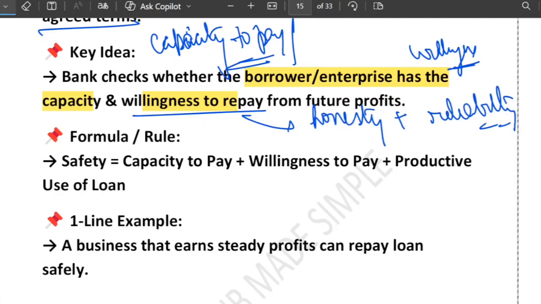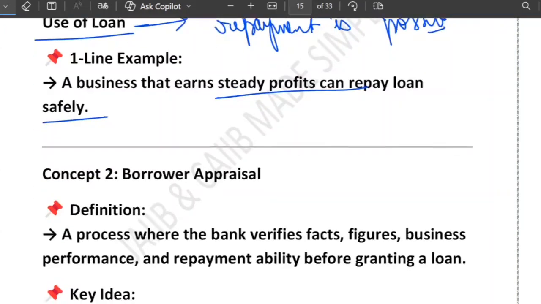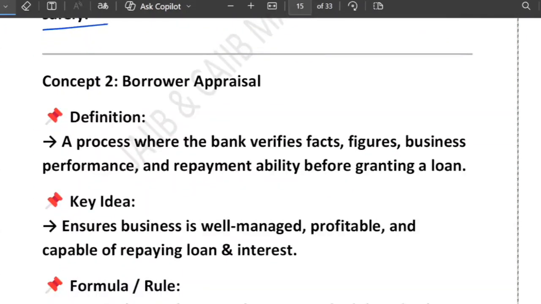Finally, the loan must be used for a productive purpose, so that repayment is possible from future profit. Let me give you one example: a business that earns a steady profit can repay loans safely, right? Then comes borrower appraisal. What is the meaning of the term appraisal? Appraisal simply means verifying everything about the borrower.